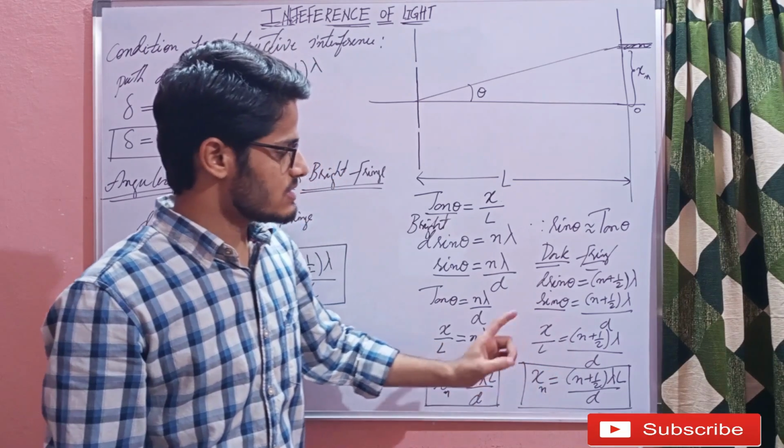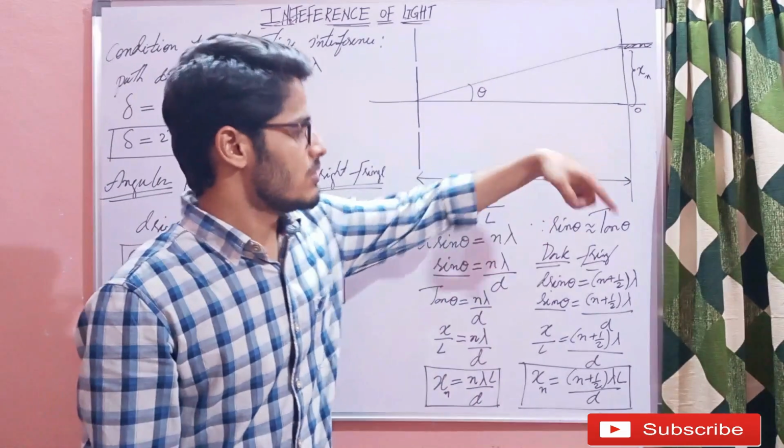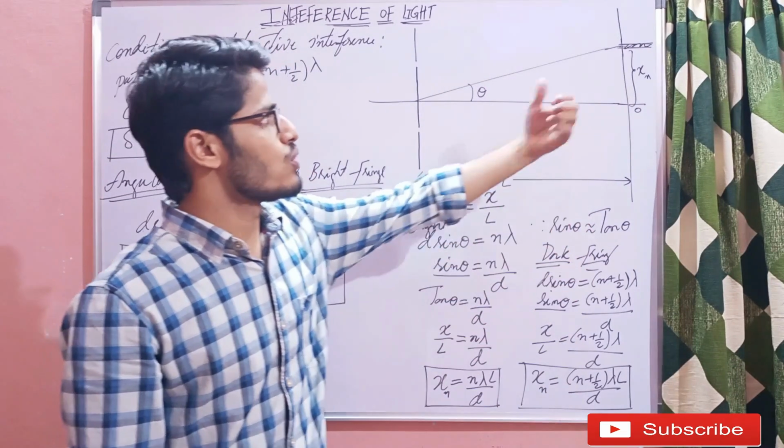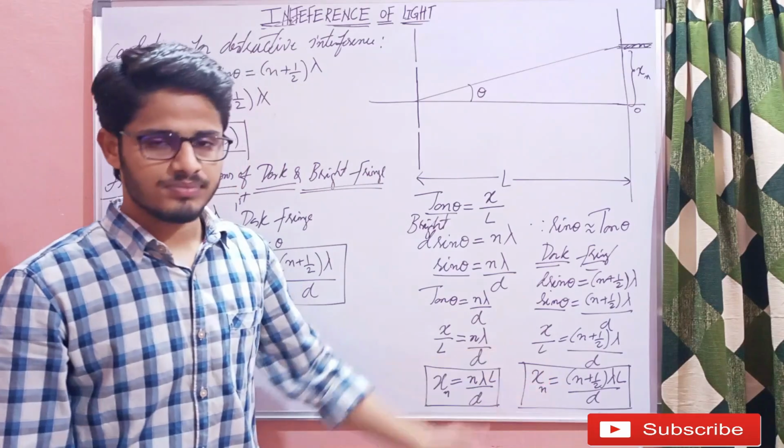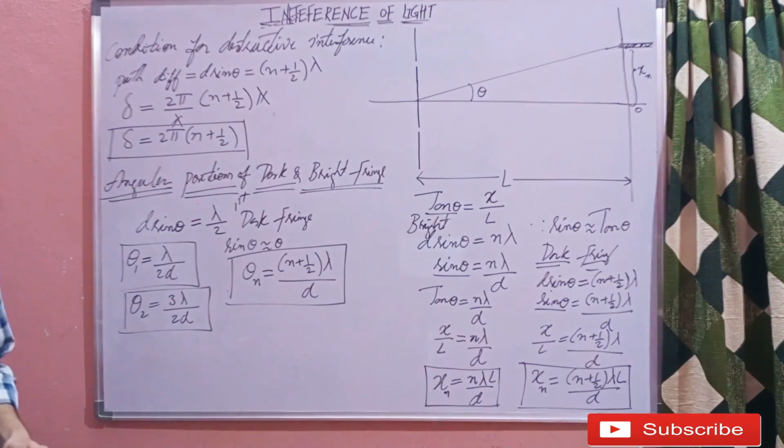If you want to get the distance of the second dark, put n equal to 2. Distance of the third dark from O, put n equal to 3. Distance of the fourth dark from O, put n equal to 4. Okay, so that's it for today.